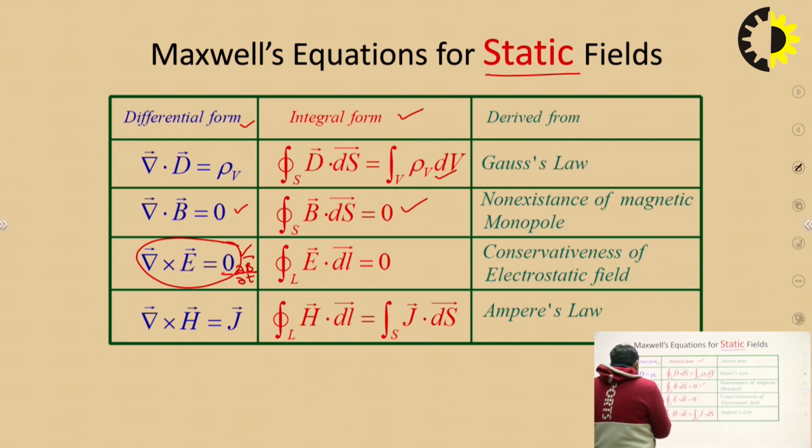And the last one is del cross H is equal to J. This equation is also known as Ampere's circuital law. If we convert it into the integral form, the integral of H dot dl is equal to the integral of J dot dS, where J is the electric current density, H is the magnetic field intensity, and dl is the differential length of that particular path.